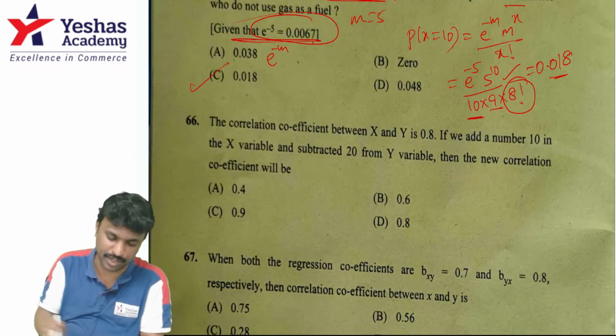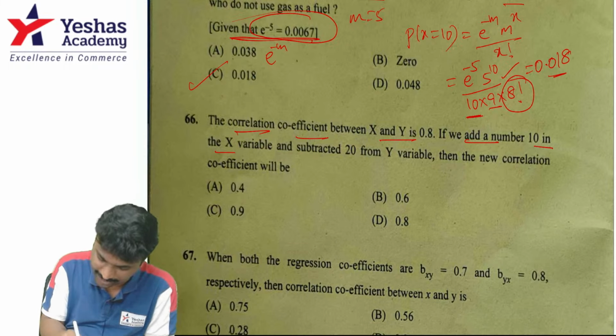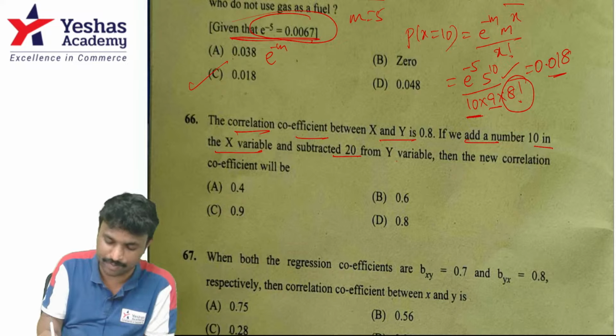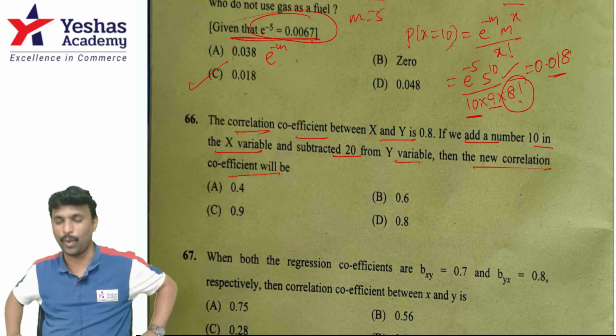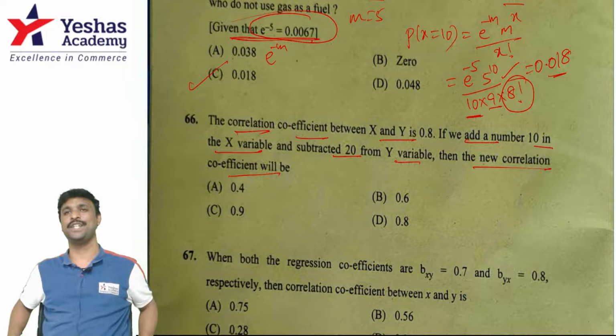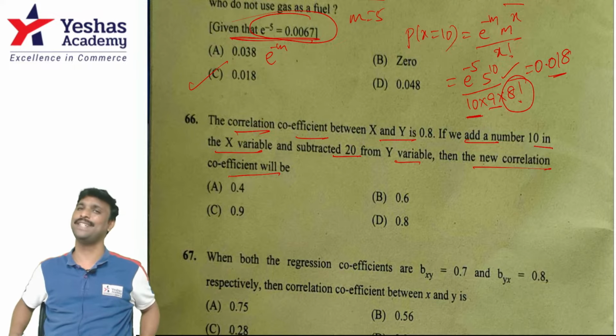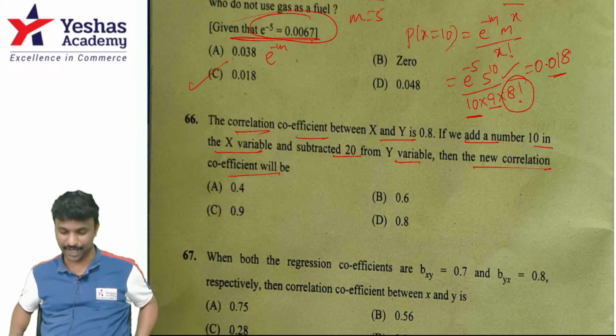Moving on to the next question, the coefficient of correlation between x and y is 0.8. If we add 10 in the x variable and subtract 20 from the y variable, then the new correlation coefficient will be. Guys, it's basically shift of origin. By shift of origin and change of scale, the magnitude of R is definitely not going to change. Yes or no? So only the sign may or may not change.